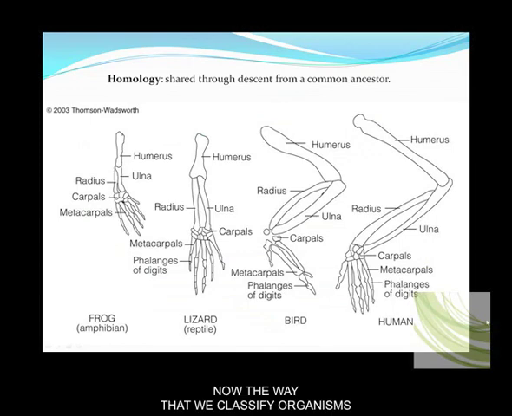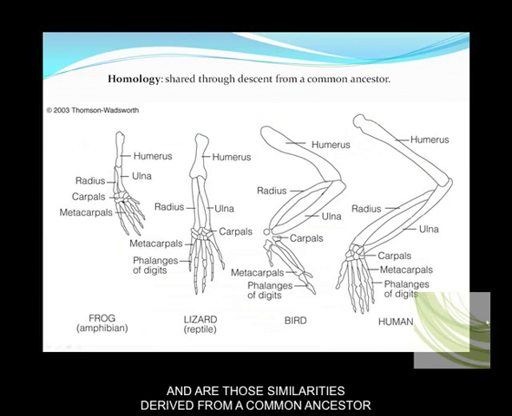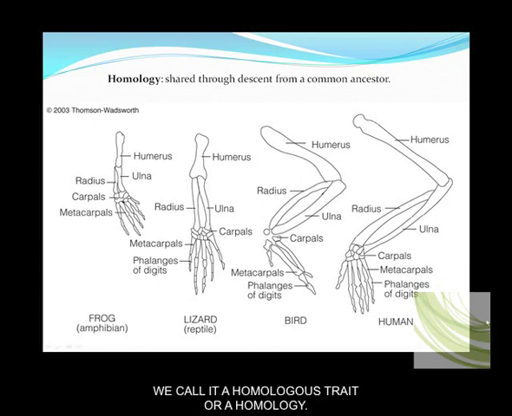Now the way that we classify organisms is based on their features. A lot of times what we're looking for are the similarities that they have with each other, and are those similarities derived from a common ancestor, or are they new traits that show up and aren't from a common ancestor? When a trait comes from a common ancestor, we call it a homologous trait or a homology.